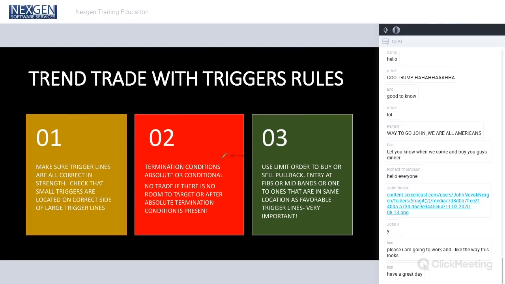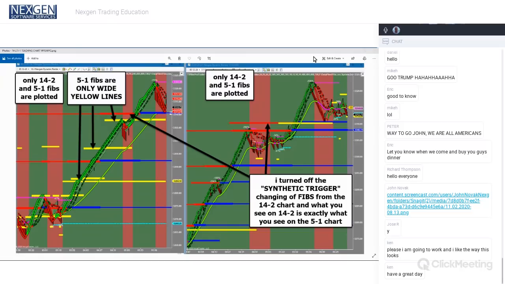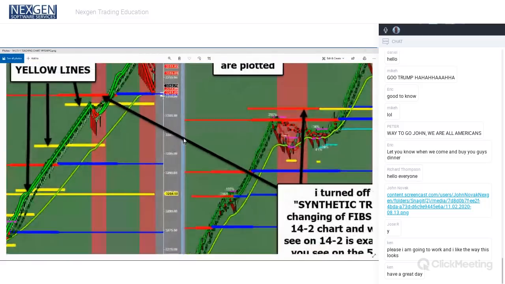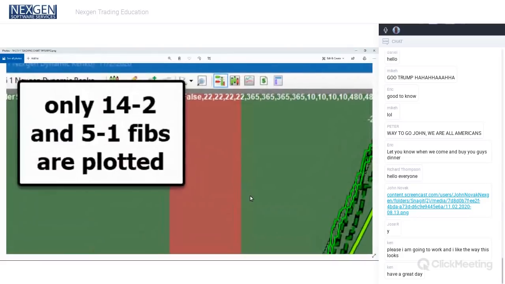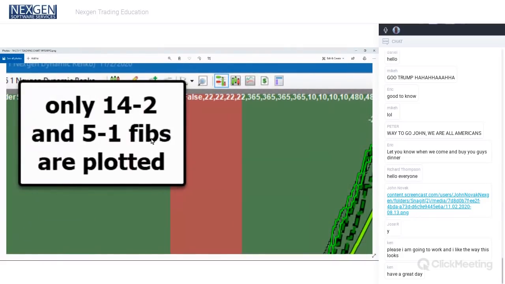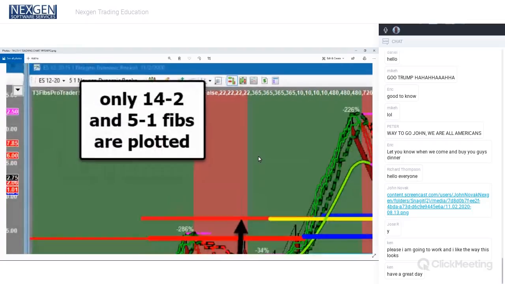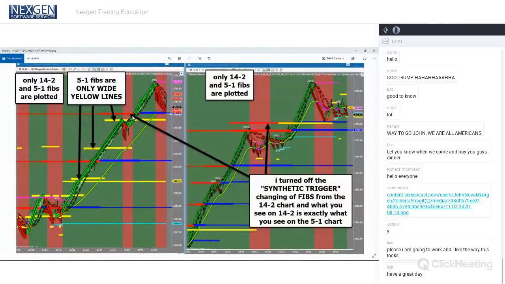And what I've done is I've made a little change to a teaching chart. Traditionally our charts have an 8.2 fib, a 21.3 fib, a 5.1 fib, and a 14.2 fib on it, which creates a lot of red and blue lines for you guys. So what I've done, just for a teaching chart, is something a little bit different. I've plotted only the 14.2 and the 5.1 fibs on both charts. I want you to see how I did this, and the purpose of this is to simplify the education.